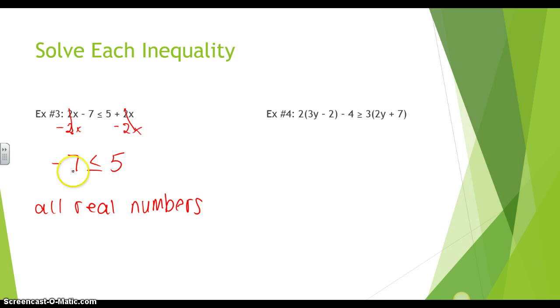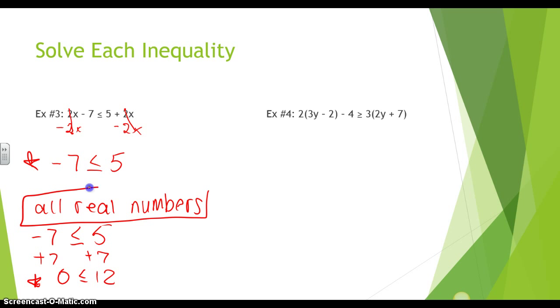We actually could too, if you think about it, if you take negative 7 is less than or equal to 5 also, if we move all the numbers on the other side, adding 7 to each side, is 0 also less than or equal to 12? That is also true. So negative 7 is less than or equal to 5, but also 0 is less than or equal to 12. So when we fully solve this out, your answer is going to be all real numbers because both of these are showing it's true. Let's look at the next example.